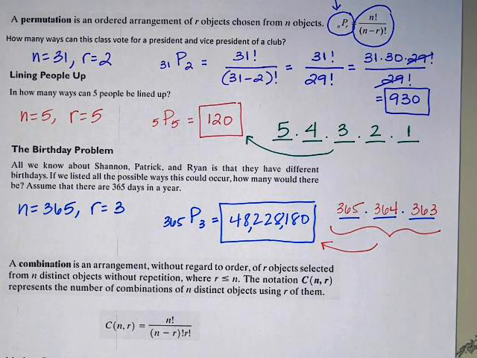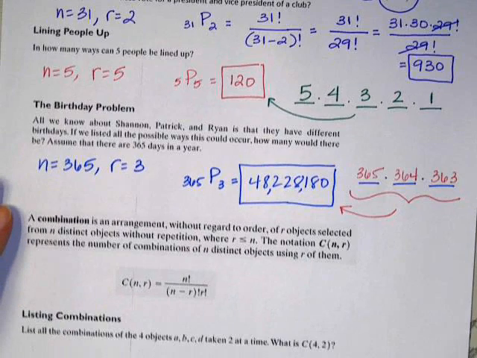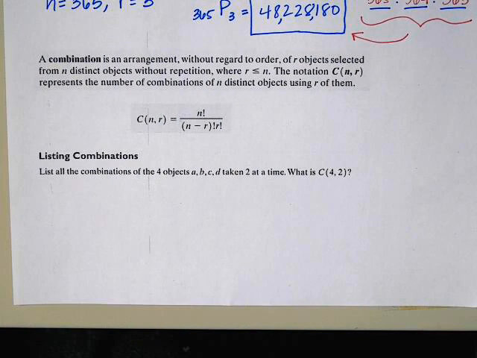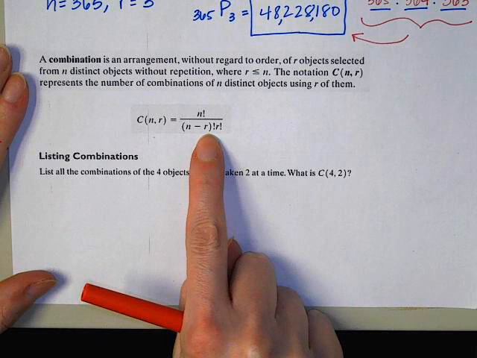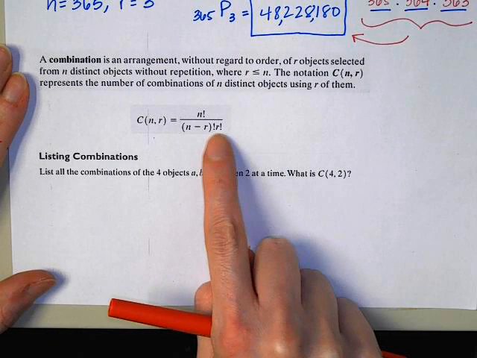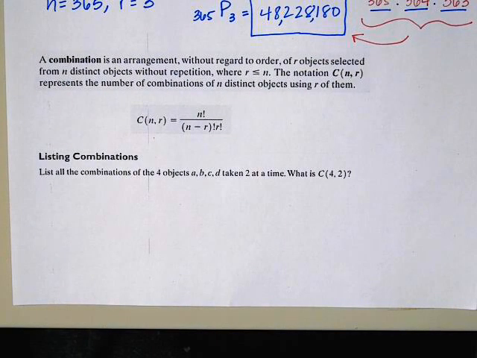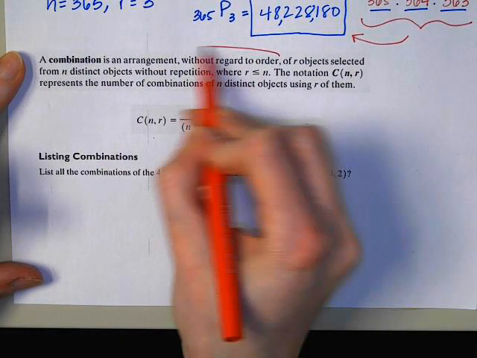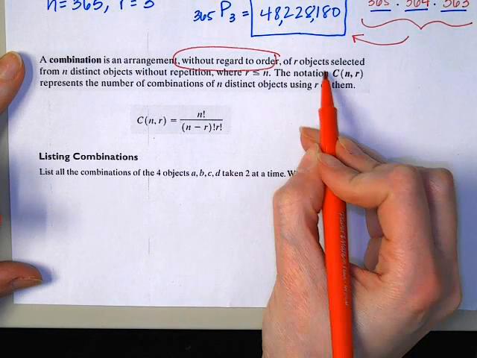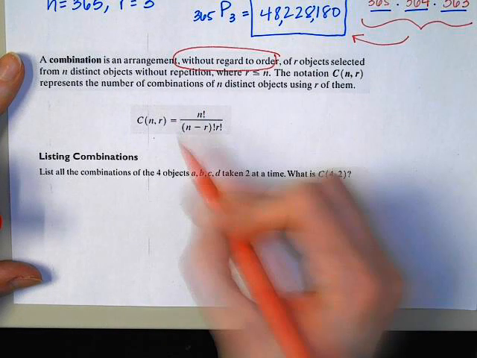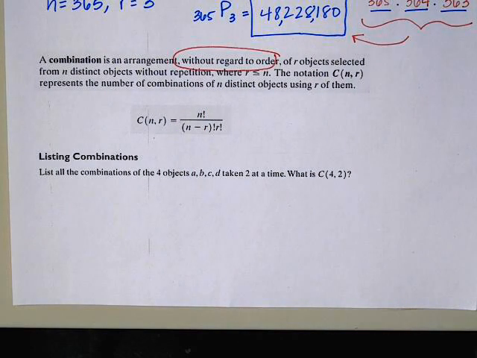All right, so those are all permutations, where order matters. Now let's jump into combinations, where order does not matter. Okay, and here is the formula for combinations. It's very similar to permutations, except you're dividing by an extra r factorial. So a combination, order doesn't matter, are r objects selected from n distinct objects without repetition. Here's the formula. All right, so listing combinations.